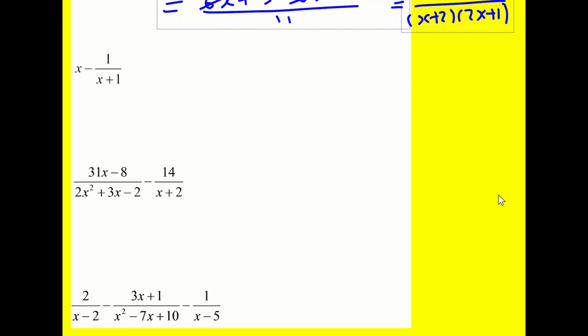Okay, now I'm back to where I was talking about x being a rational function. We can write it as x over 1. So how can I write this as a single fraction? Well, I need the denominators to be the same, so I'm going to need to multiply x by x plus 1 and divide it by x plus 1 at the same time.